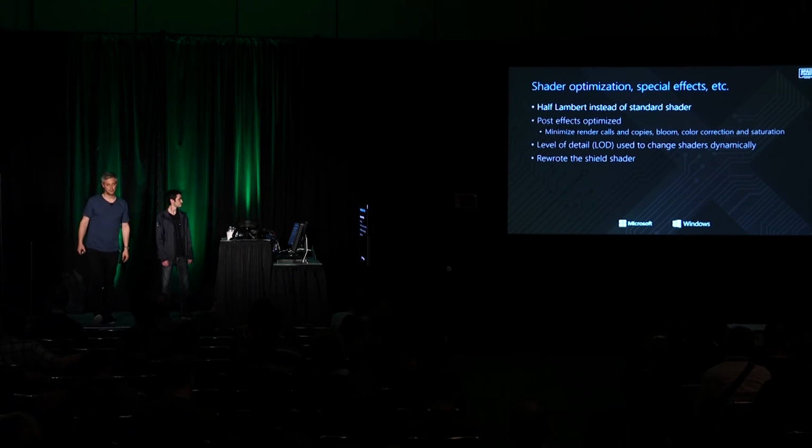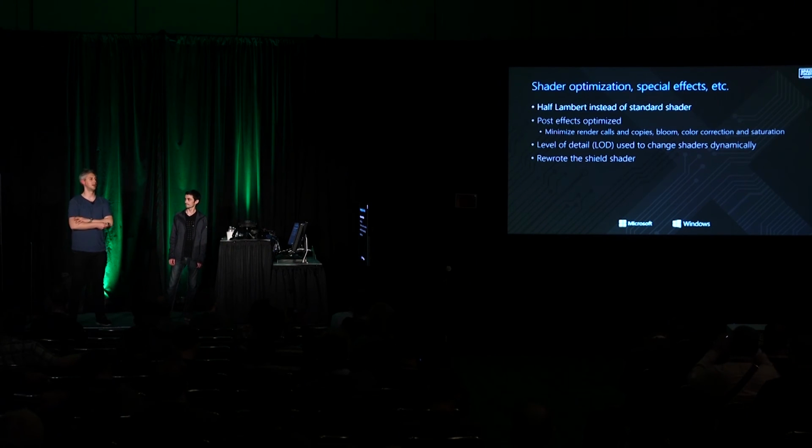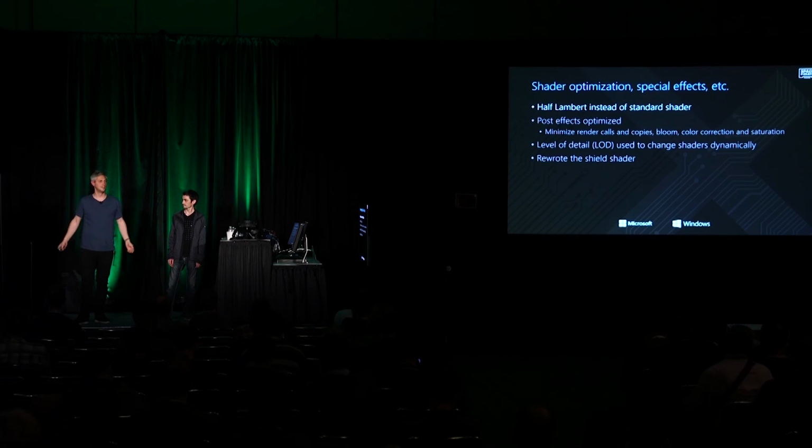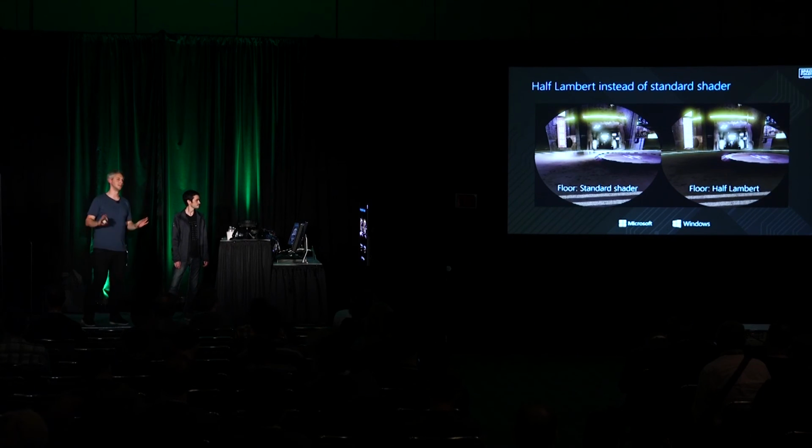Then we have half lambert instead of standard shader. Microsoft has a bunch of optimizations. They have shaders available in their Mixed Reality Toolkit. They have half lambert, and that's like 4 times faster than a standard shader. So use it especially for the things that take up all of your pixels. Most of the time that's the floor, right? So we looked at the floor, we changed that, and it ran so much faster.